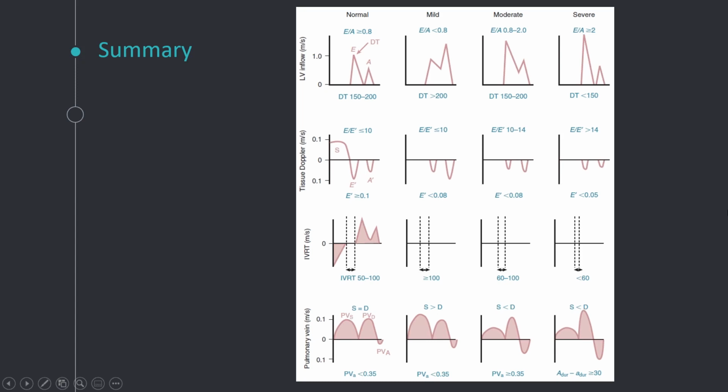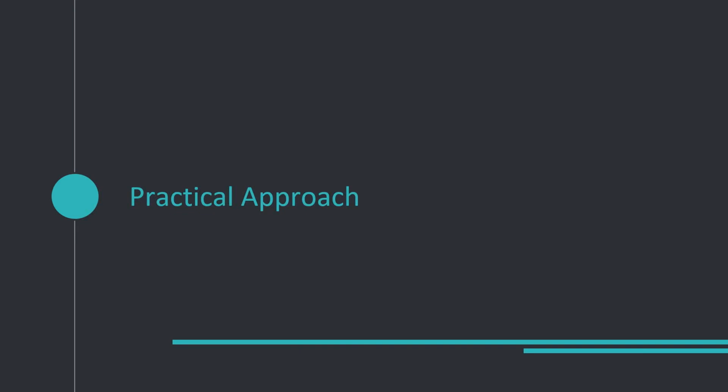You can look at other things like LA volume, as I said, TR jet. But this sort of gives us a nice summary as to all the parameters of diastology, which is pretty neat. That was a lot to talk about, and definitely don't have it memorized. So what is an actual practical approach that we should do in real life?